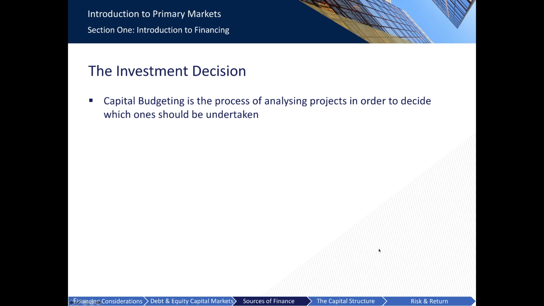Capital budgeting is the process of analysing projects in order to decide which ones should be undertaken. A company needs to look at the cost of the project, make an analysis of which projects should be undertaken, evaluate its cash flows, inflows and outflows, and consider the time frame for the project. This involves making a decision as to how many years it will take to cover the cost of the project and when it will begin to reap benefits.